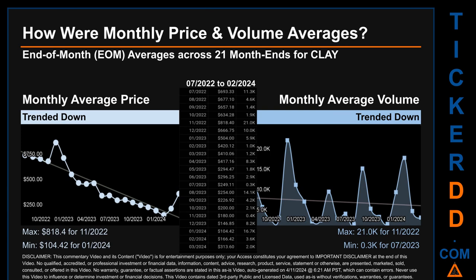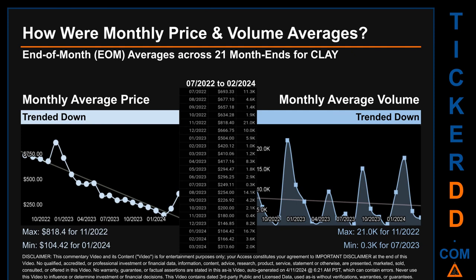How were price and volume averages for CLAY? Across 293 trading days, there were a total of 21 month ends, of which monthly averages for daily price and volume were calculated. Overall, monthly price average trended down while monthly volume average trended down.